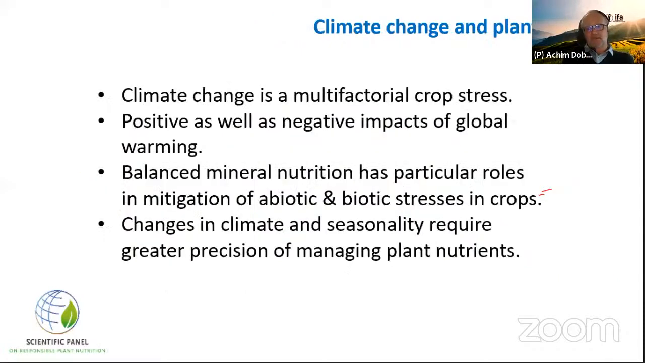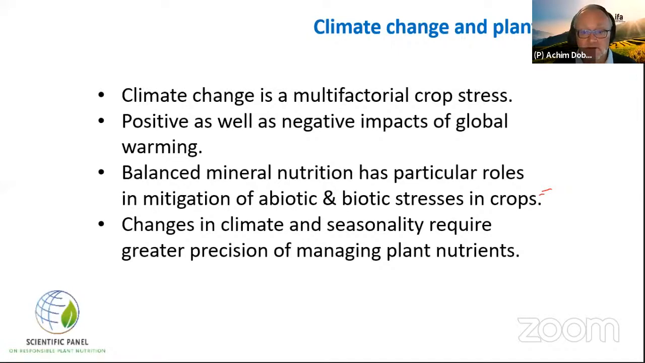Next slide, please. What we first need to, I think, remind ourselves is that climate change is essentially a multifactorial crop stress. You've heard a lot about biotic stresses already from the previous two speakers, so I won't repeat this. But it is essentially also impacting many abiotic factors that drive and affect the farmers' performance in terms of their cropping systems, but also individual crops grown.